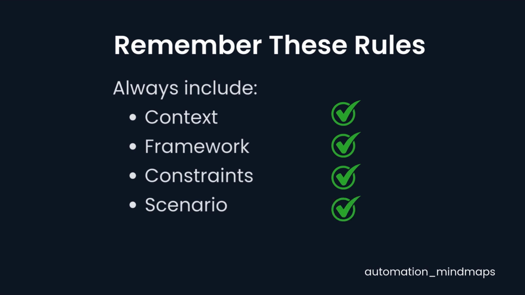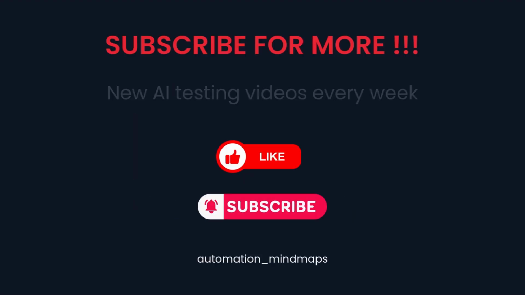So remember the simple framework for your prompt engineering in QA. Always include project context, automation framework, code constraints, and the test scenario. Using this structure dramatically improves the quality of AI generated automation scripts.